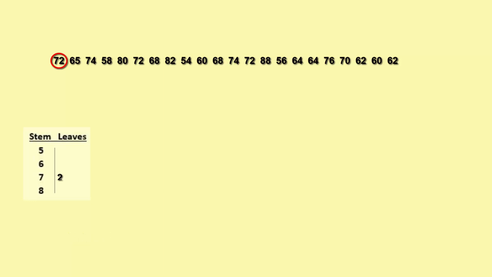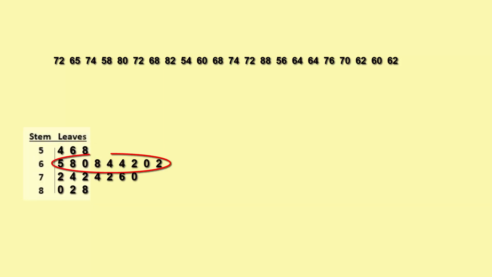72 is stem 7, leaf 2, then 65, 74, 58, etc. Eventually, all leaves end up on the correct stem. Finally, within each stem, we arrange the leaves from the least to greatest.